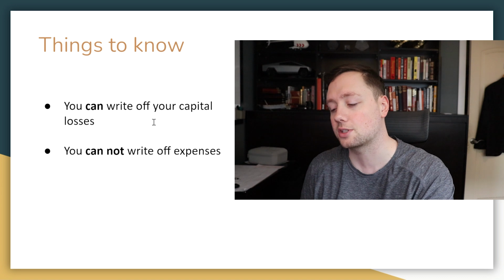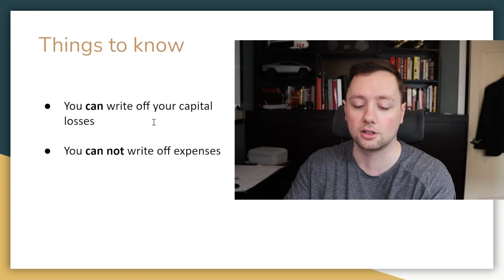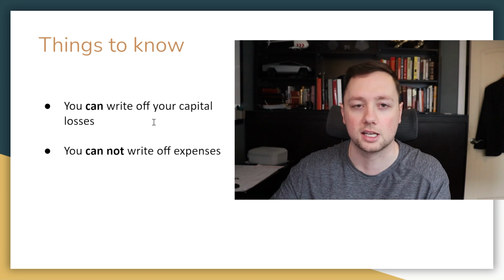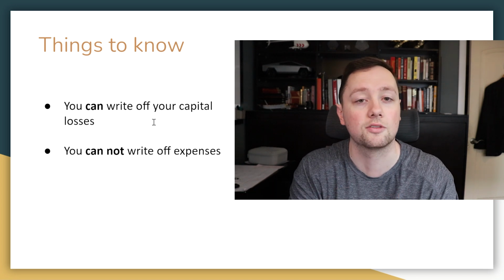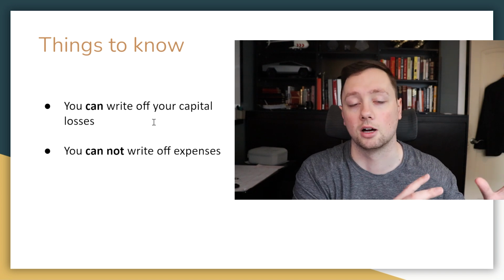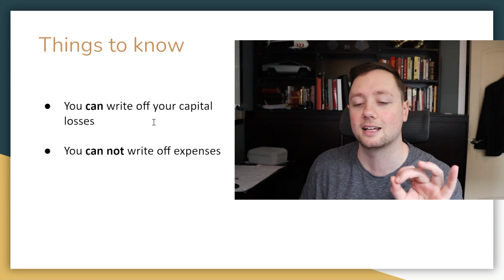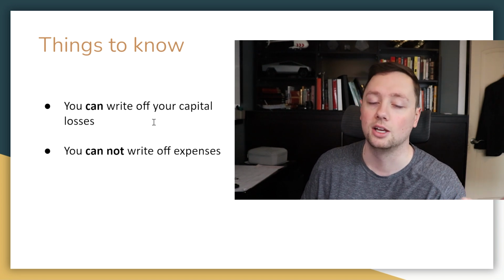Now, the downside here is that you cannot write off your expenses. So your commission, your internet, your cell phone, your office, all of those things are just expenses that you're going to have to cover yourself out of your own pocket, and you cannot deduct them from your income on the tax side of things. So that's something you need to be well aware of, because there is a difference here, because on income tax, you can do that.